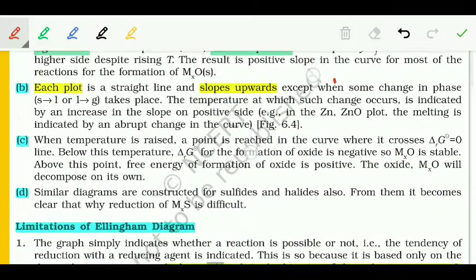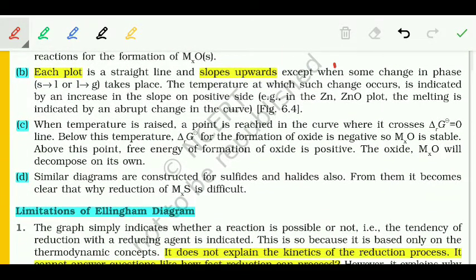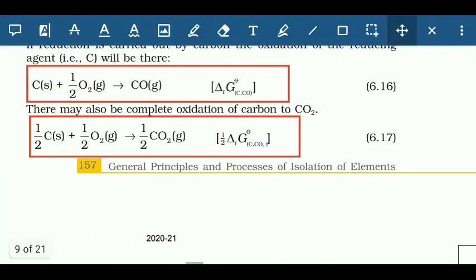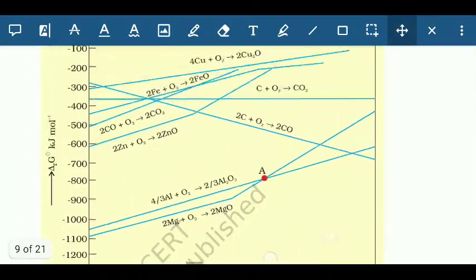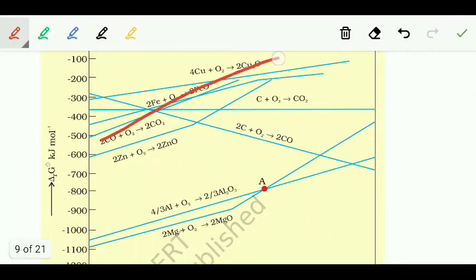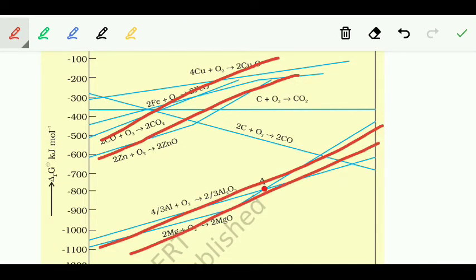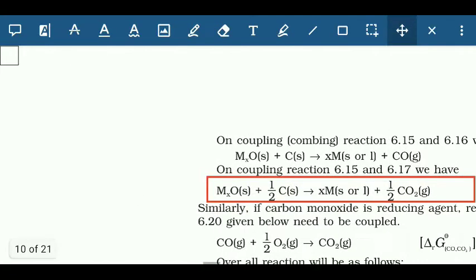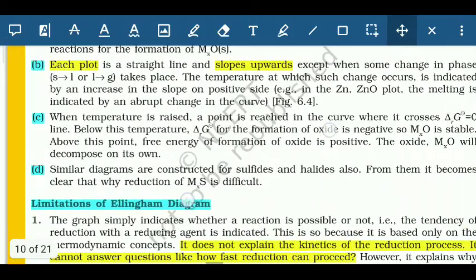Now the second point: each plot is a straight line and slopes upwards. In the Ellingham diagram, you can clearly see that most of the lines are going in the upward direction. So they are saying about it.